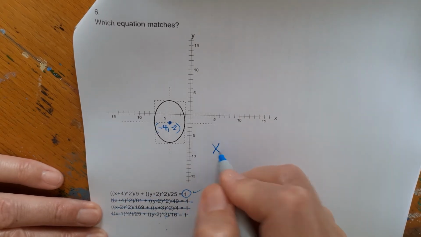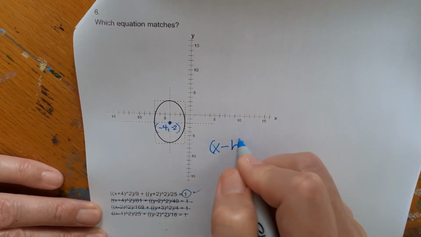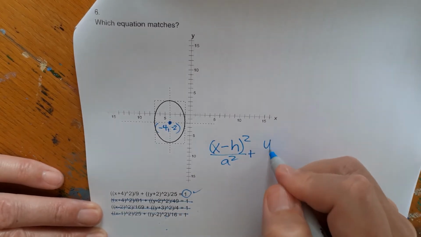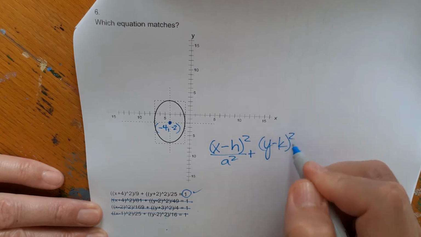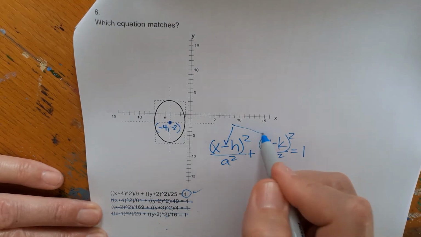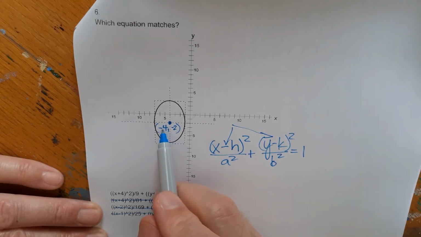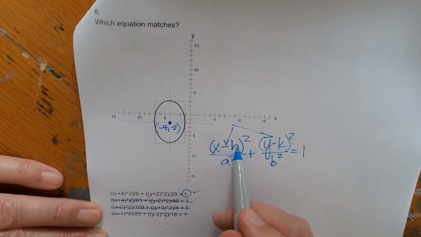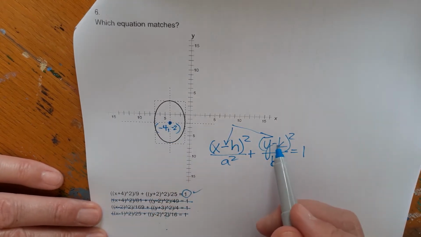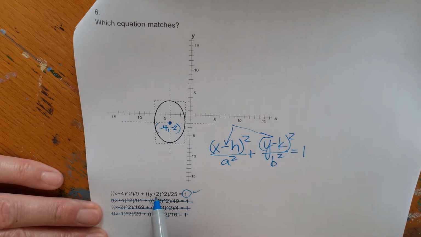The original equation is x minus h squared over a squared plus y minus k squared over b squared equals 1. Notice the minus here and here. So if you have a minus 4 on the h, which is what this is, a minus minus is why it changes to a plus. And because you have a minus 2 here and a minus in the formula, a minus minus turns into a plus. Two negatives equal a positive.